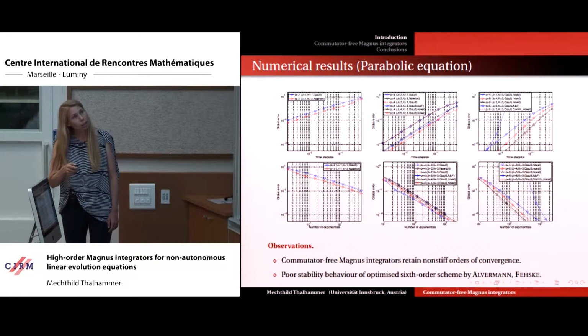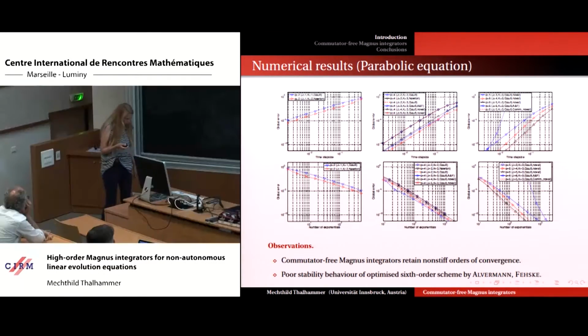And you see that, let's say, in this situation, all methods are rather close, and also for efficiency. Okay, there's one drawback of the methods constructed by Albermann and Feske. They involve negative coefficients, and you know that when you solve the diffusion equation backward in time, then you have instability. So a lack of well-definedness for the methods.